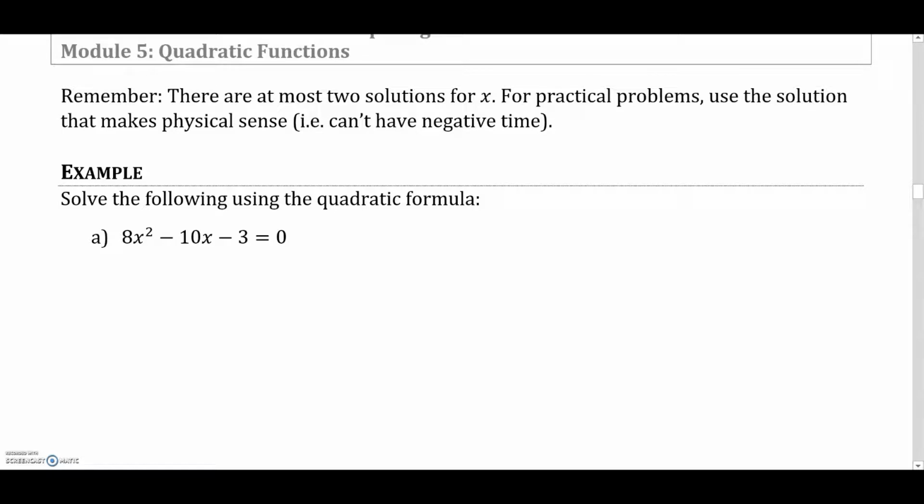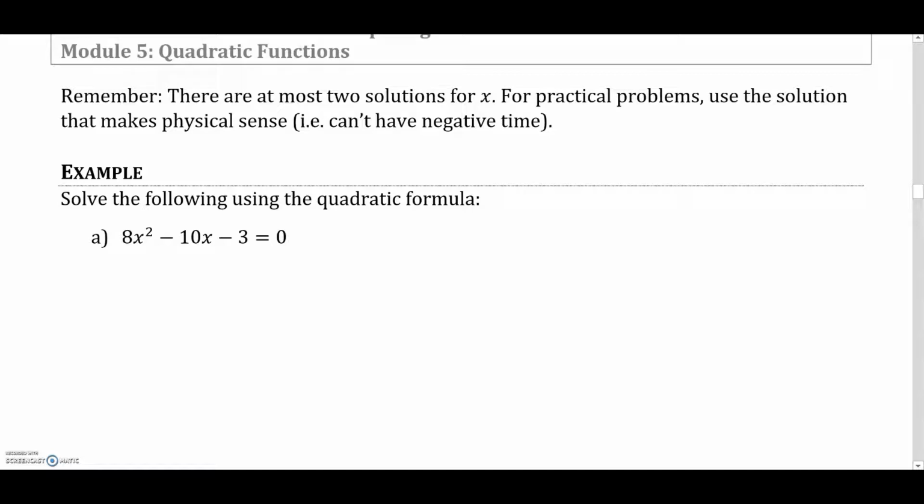Now, in solving all these problems, we know that there will be at most two solutions. And depending on the discriminant, we might find that there are no real roots, one real root, or two real roots. In addition, in practical problems, there are often some solutions that do not make physical sense. For instance, if we're solving a problem involving time, and we end up with a negative value representing time, we know that that is an inadmissible solution and cannot be the solution to the problem, and therefore you'd only use the positive value to represent that unit of time.